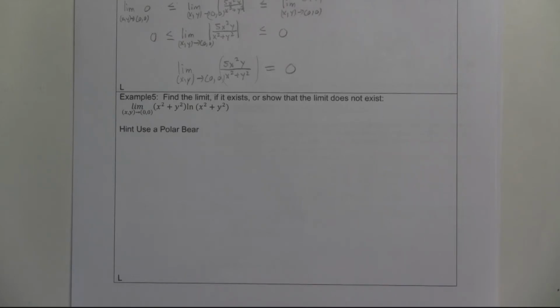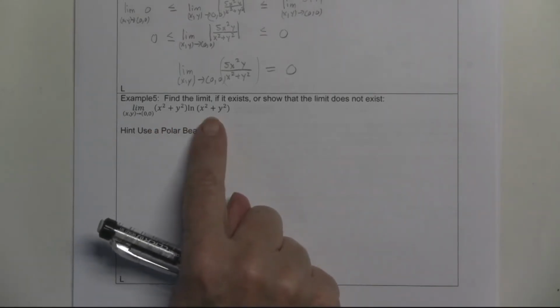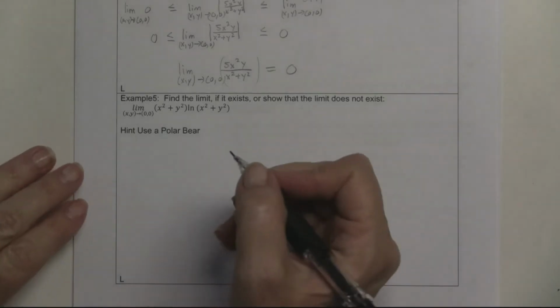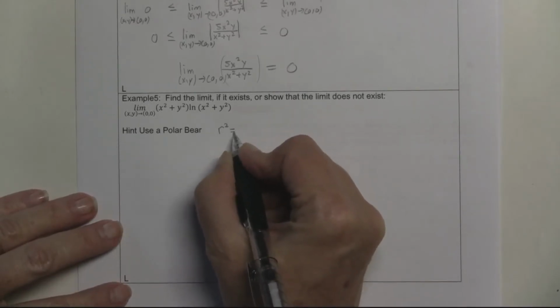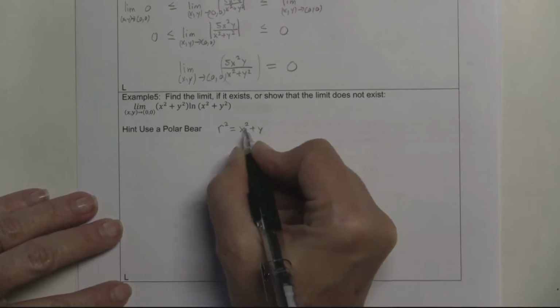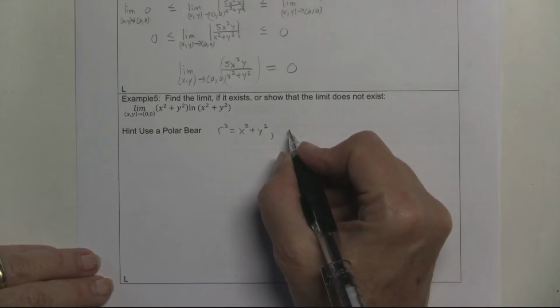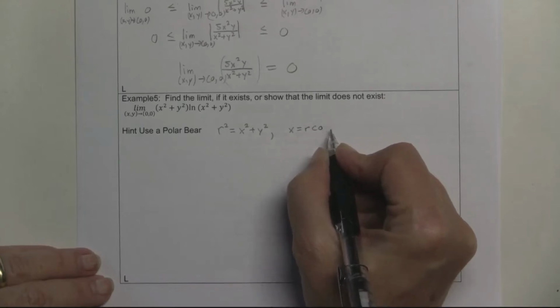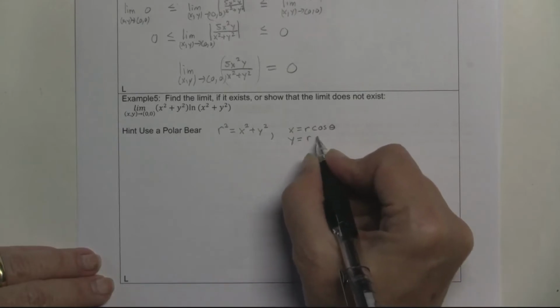And so they have this limit, and we have this x squared plus y squared, and we have the natural log of the same thing, x squared plus y squared. And the hint is use polar coordinates. I just want you to remember how to go into polar coordinates. So in polar coordinates, r squared equals x squared plus y squared. Also, x equals r cosine of theta, and y equals r sine of theta.